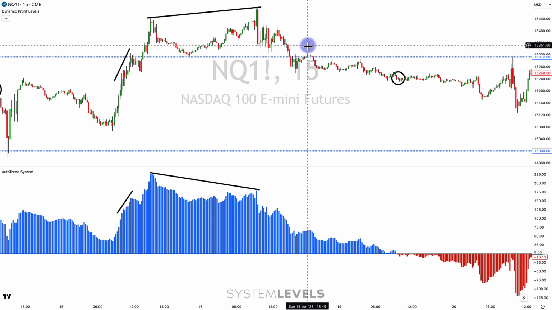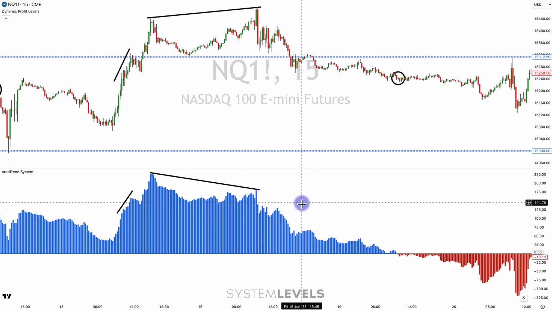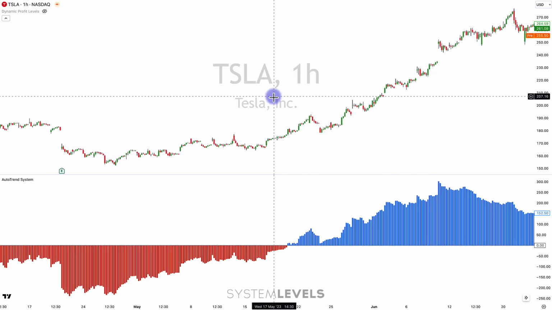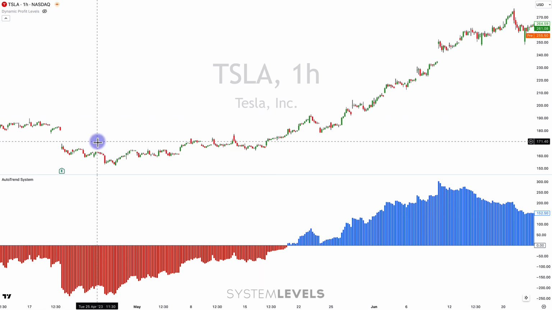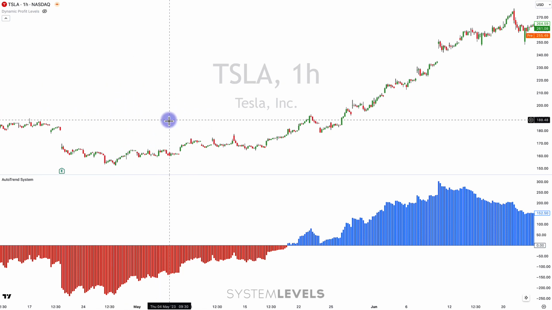Let's have a look at a divergence that happens to the upside. So basically a divergence of the ATS when it's red, looking for a move to the upside. Let's have a look at something like this. So let's have a look at Tesla. This is a 1 hour chart. I'm showing you different time frames because this technique, just like the ATS, works on all markets and all time frames. So before we had a look at Nasdaq futures on the 15-minute chart. This is Tesla stock on the hourly chart.